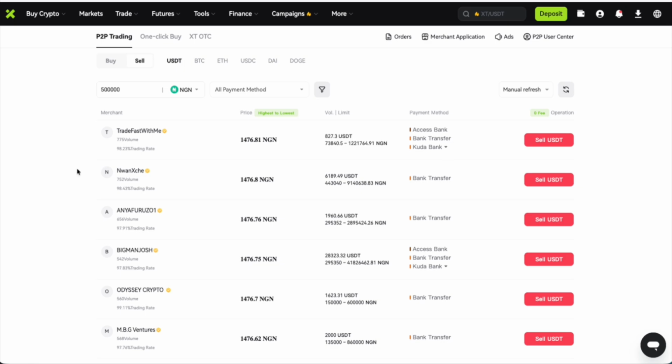So, dear traders, that's how you can buy and sell crypto directly from your bank account using the XT Exchange P2P marketplace. And if you want, as I said earlier, you can become a merchant here and be listing your ads for sale, to either sell crypto to people or buy from them as well, and you can be making money from it. And that's basically it.